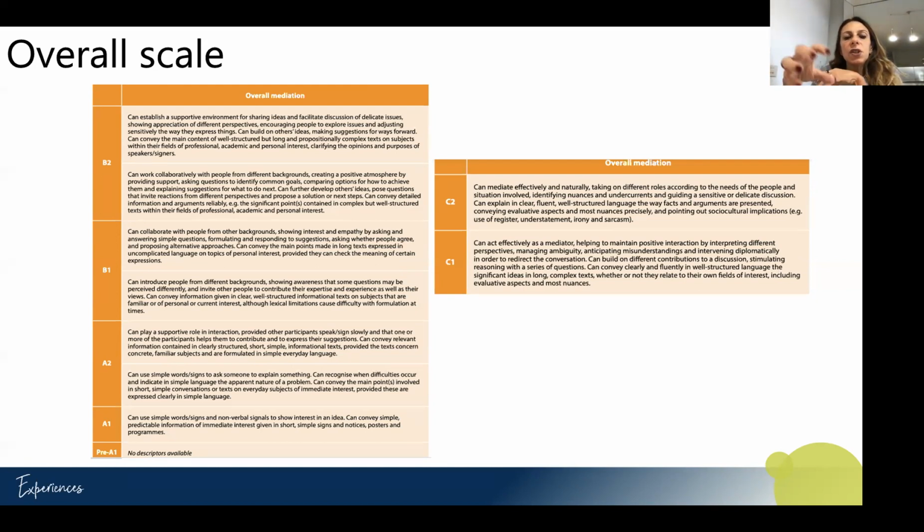So here, the overall mediation, of course, you can read all this in detail because it's downloadable from the internet, and you can see that in the development of the competence through the scale, this process of mediation goes deeper, and of course involves more and more cooperation. If you have just a quick look, at B1 you can collaborate, can work collaboratively, can establish a supportive environment for sharing ideas, facilitate discussion, and so on. And then when we get to C1 and C2, you are a real mediator, can mediate effectively and naturally, always trying to avoid misunderstandings, trying to build on different contributions to a discussion. So it's more and more about language and conversation, and interaction awareness is more and more developed.